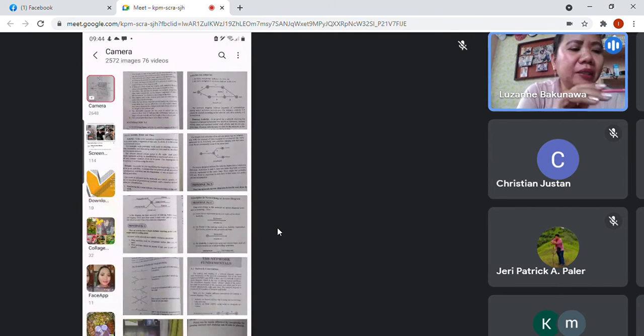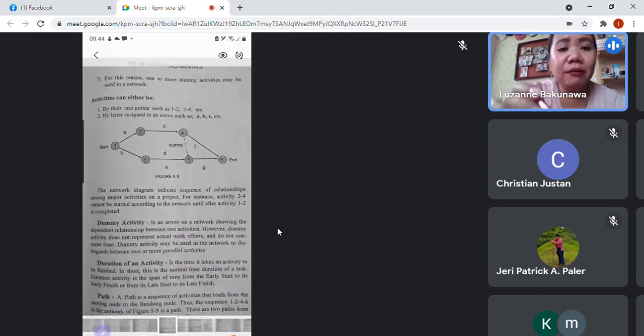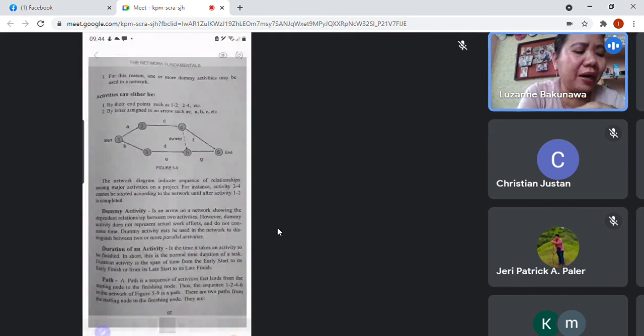So, duration of activity. Duration of an activity is the time it takes for the activity to be finished. In short, this is a normal time duration of a task. Duration of an activity is the span of time from early start to its early finish, or from late start to its late finish. Okay, take note of that.